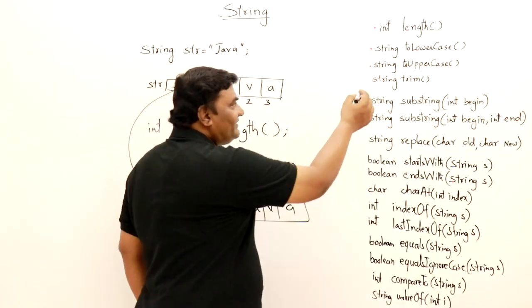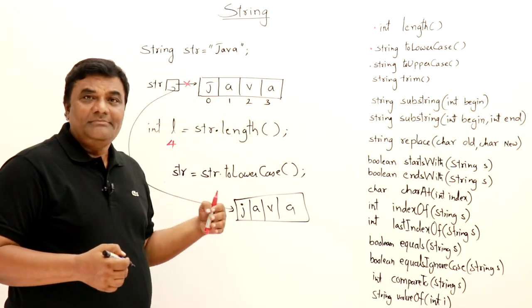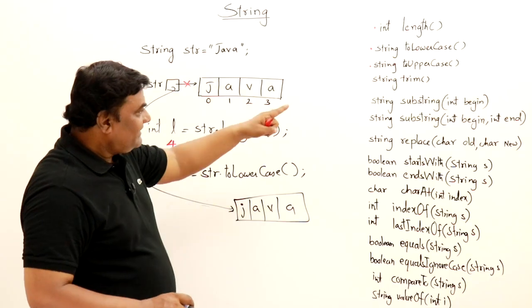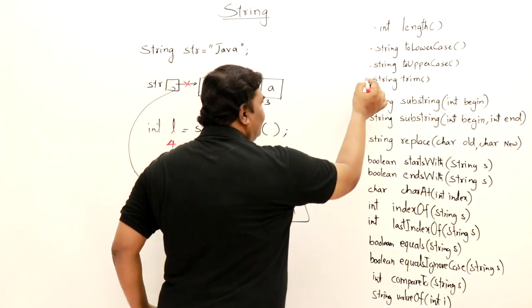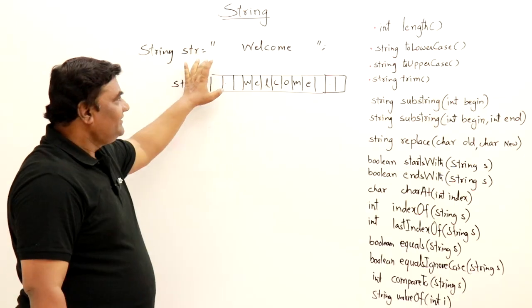Now I hope you have understood what toUpperCase will do. It will change everything into uppercase, the entire string, whatever the contents you have. Next I will explain what it means by trim. So I'll remove this and I'll explain. Here I have taken a new string.